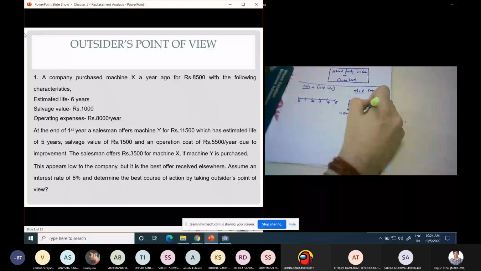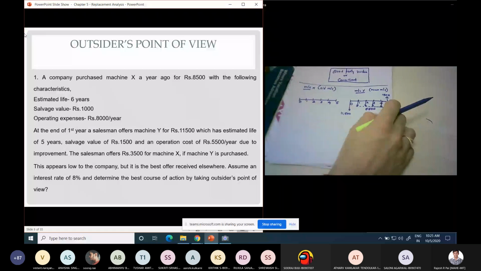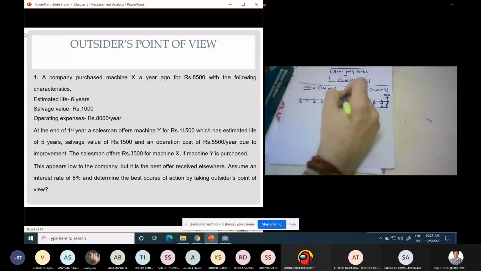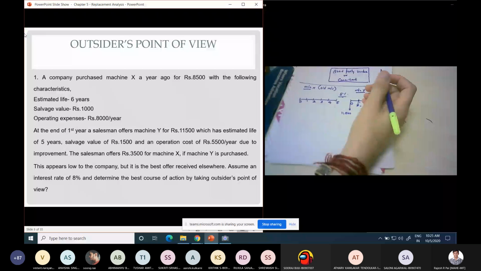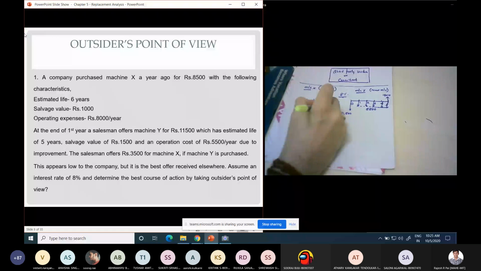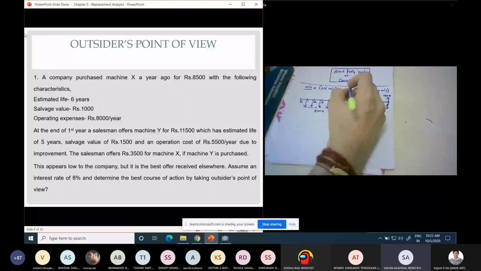Okay, so this is quite direct. The interest rate they have given was 8%. Fine. So now 1 year has already been completed. You have an annual operating cost of 8,000 for this machine, that is the existing machine or machine X. You have a salvage value of 1,000 here.